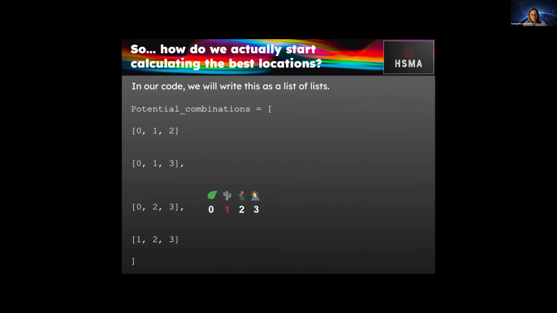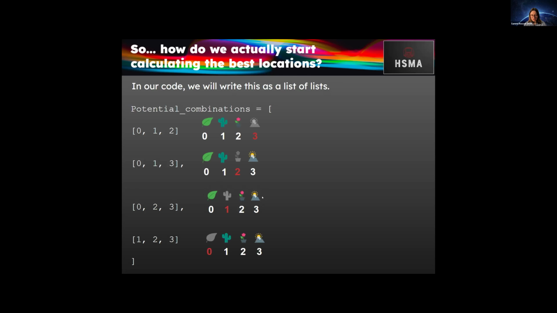And in our code, this will come out as a list of lists. So actually we'll have a list of potential combinations. The square brackets represent our outer list. It's one big list with lots of little lists inside of it. So our first combination is represented here, 0, 1, 2, 0, 1, 3, and then looking back, 0, 2, 3, that is this combination. We've got Leafy Lane, we haven't got Cactus Heights, we've got Flower Pot, and we've got Sunny Mountain.